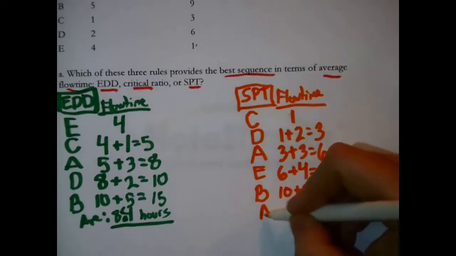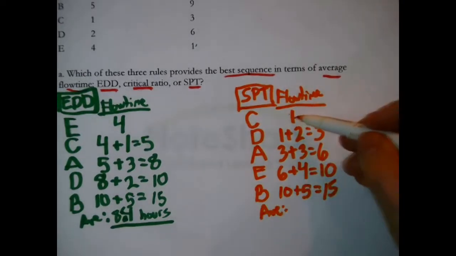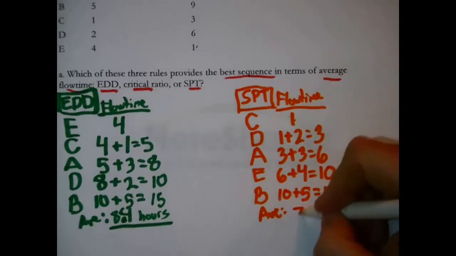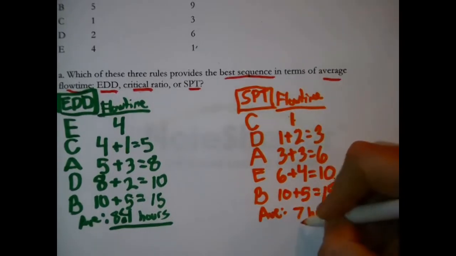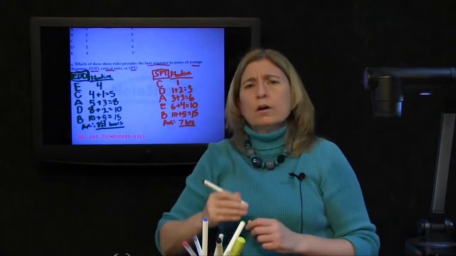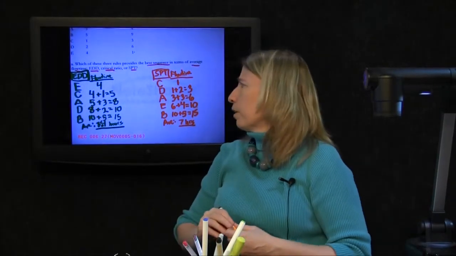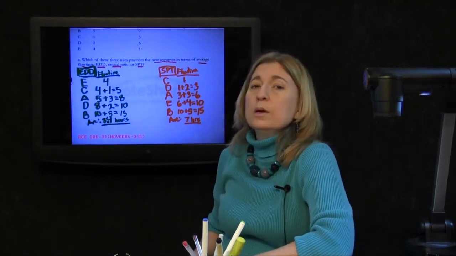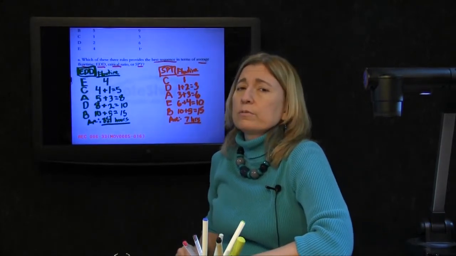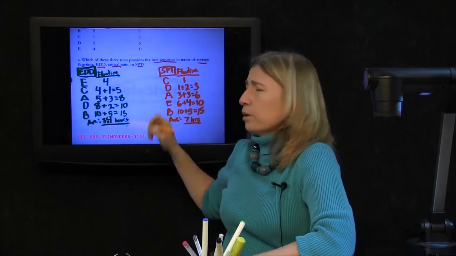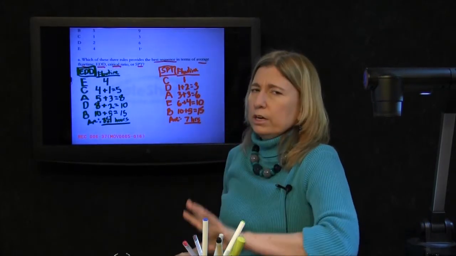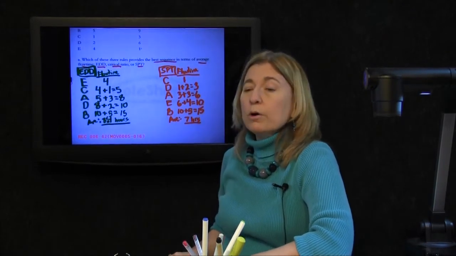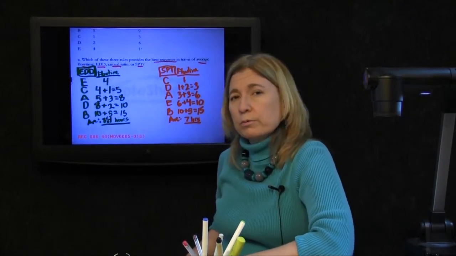What's the average? You just want to average 1, 3, 6, 10, and 15. I get 7 hours. All right. So far I can see right away that the flow time for shortest processing time is nicer than the flow time for earliest due date. We were asked to compare 3, so we aren't ready to answer the question yet because we do have to check critical ratio. But before we go on to critical ratio, I want to point something out.